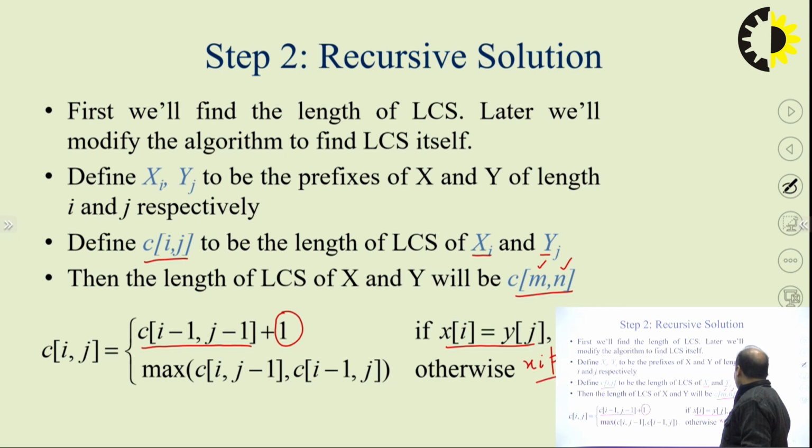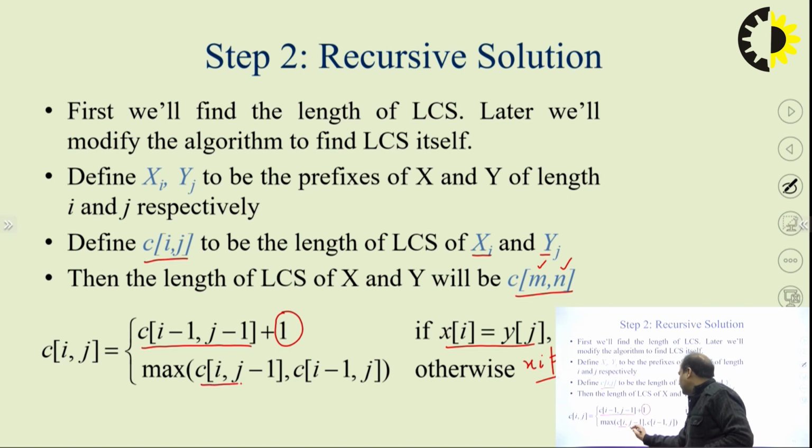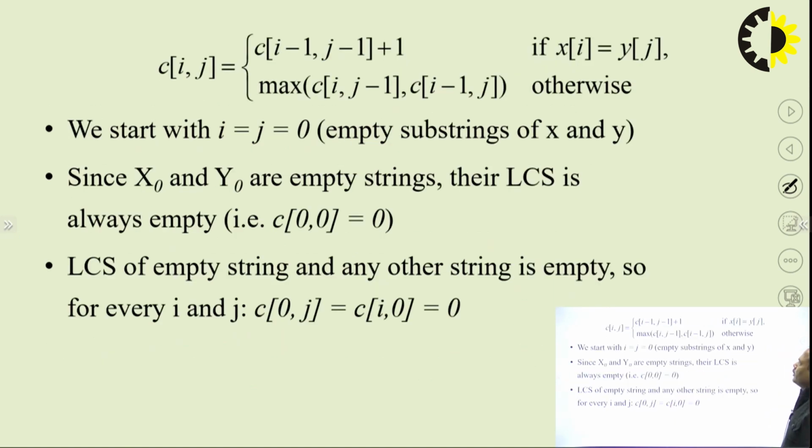On the other hand, if x_i is not equal to y_j, there are two cases. It will be the maximum of C[i, j-1], where this y_j was not equal, or C[i-1, j]. What we are going to start with: if i and j are both 0, we are talking about empty subsequences of x and y, so C[0,0] will be 0, because there is no matching. So this is always empty.